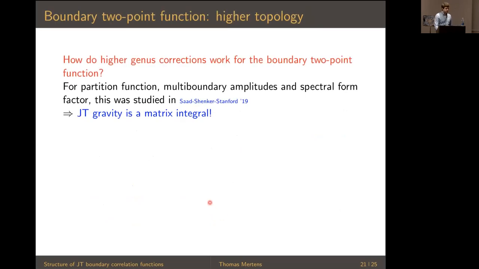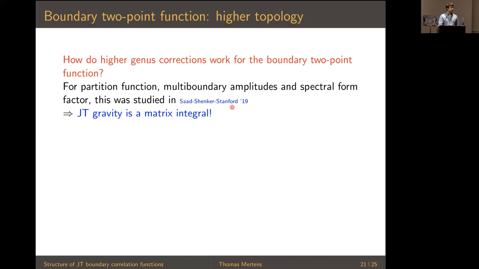Okay, so in the last couple of minutes, I want to briefly mention some things about going to higher topology. So everything that I mentioned now was for the disk partition function where you have a Wilson line in. So how do higher genus corrections work for this boundary 2-point function? So we first go back to JT gravity. And this was studied in particular for the partition function, multi-boundary amplitudes, and the spectral form factor in this famous paper by Saad, Shenker and Stanford a couple of years ago.